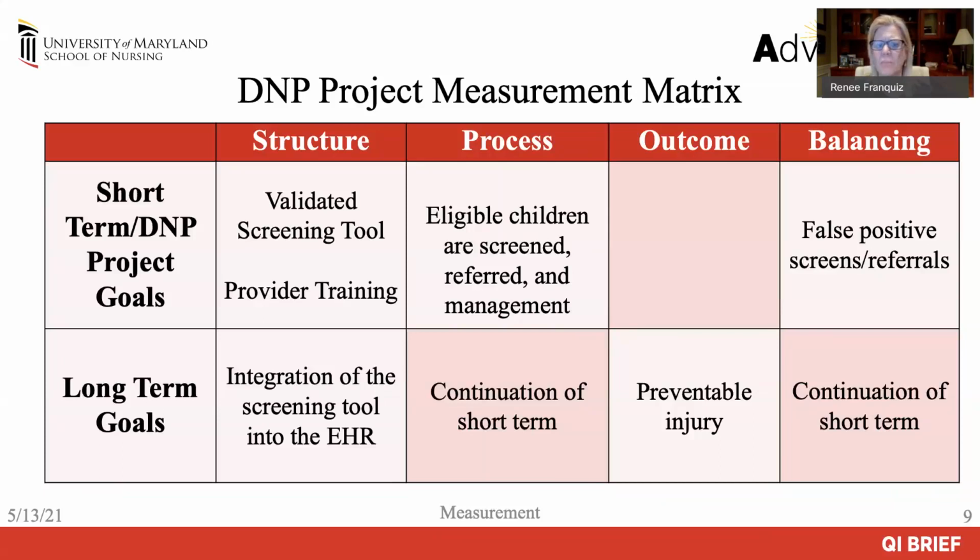For example, if we wanted to screen for positive cases of intentional maltreatment, such as at Delta Hospital, we'll also want to make sure that we're not generating false positive screens. A balancing measure would require tracking for this occurrence and correction if identified.